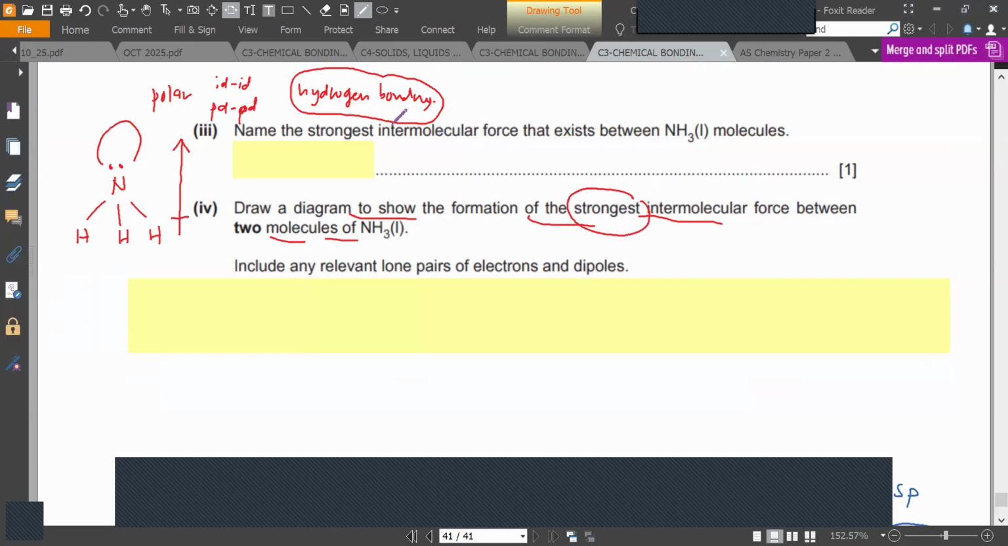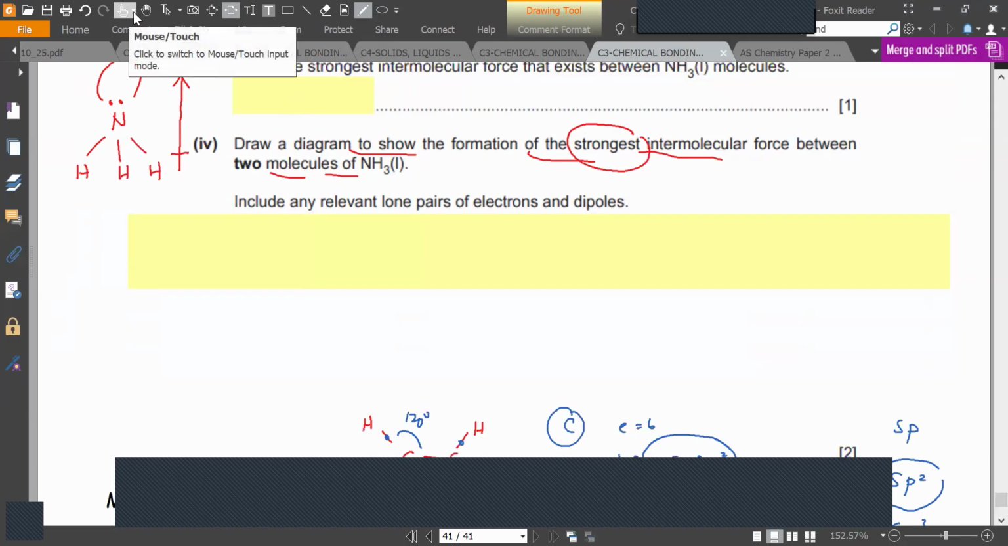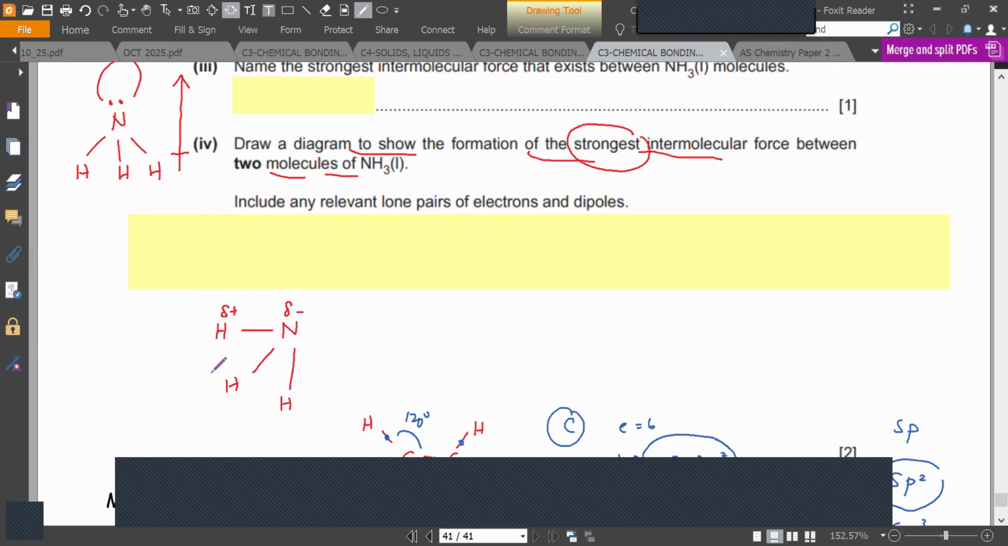So we will focus on how to show the hydrogen bonding. It's like this. We have the nitrogen which is bonded to the hydrogen. Nitrogen bonded to the hydrogen, and because it has a permanent dipole, we have delta positive and delta negative. Like this, nitrogen bonded to 3 hydrogen.